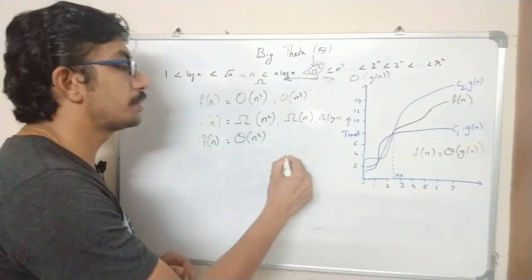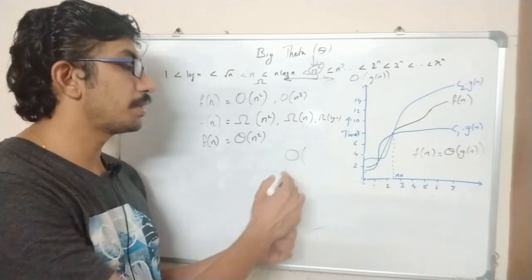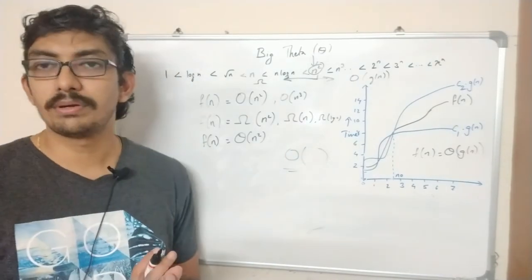So mostly we will be using an upper bound, which is big O. We will be using the big O notation.